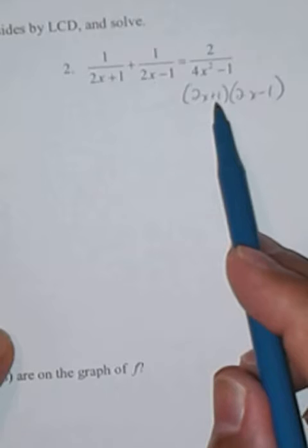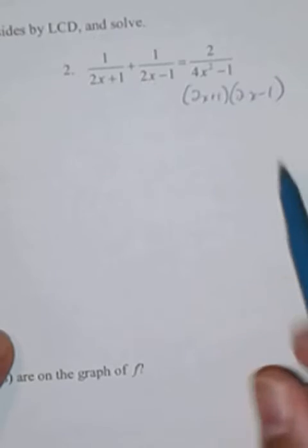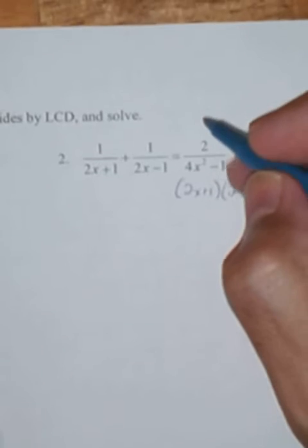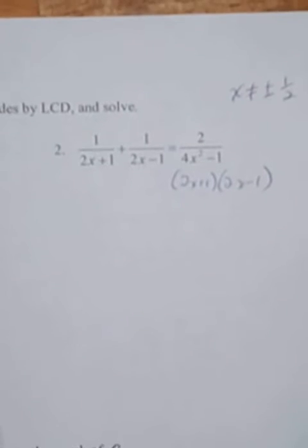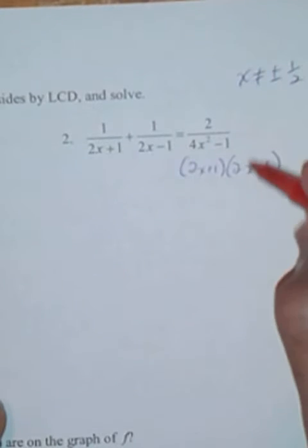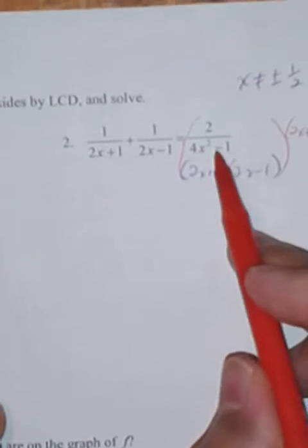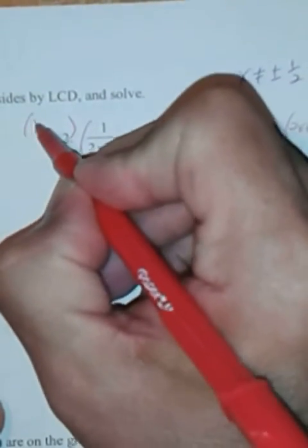And the domain excludes whatever would make either of these 0. So that would be plus or minus 1/2. I'm going to say x cannot be plus or minus 1/2. That's my domain. And then my common denominator is already written there. I'm going to multiply on both sides times the common denominator. On the right-hand side, I'm going to multiply times 2x plus 1 times 2x minus 1, and I could write it as 4x squared minus 1. It doesn't matter. On the left-hand side, times 2x plus 1 times 2x minus 1.